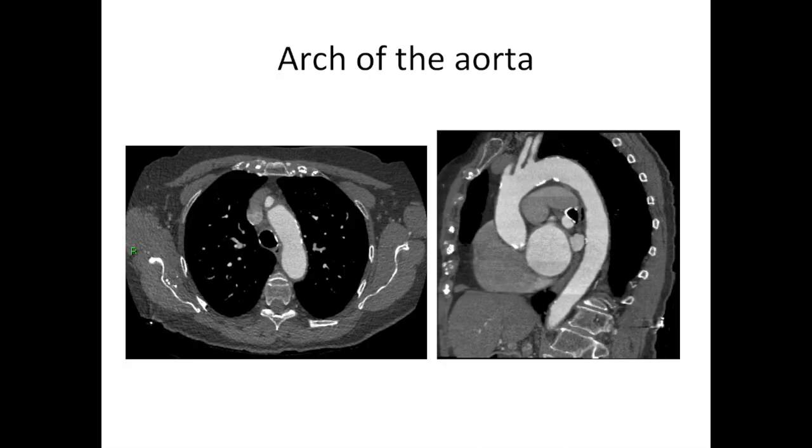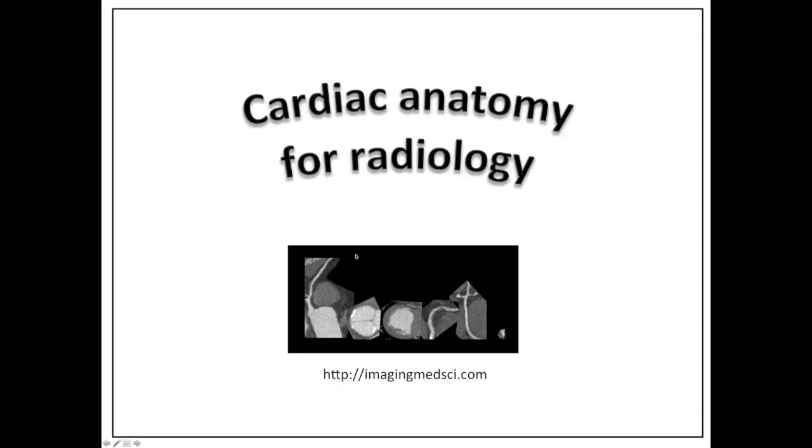If you look at this CT scan here, you can see the arch of the aorta here, and we've got the branches coming off in order here. So we've got the brachiocephalic artery, brachiocephalic trunk, the left common carotid artery, and the left subclavian artery. So that's it for the great vessels.